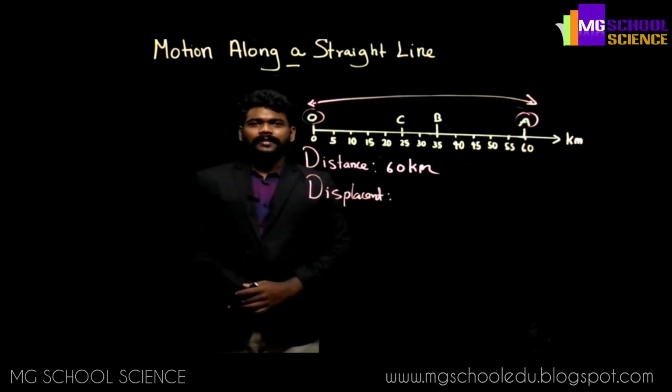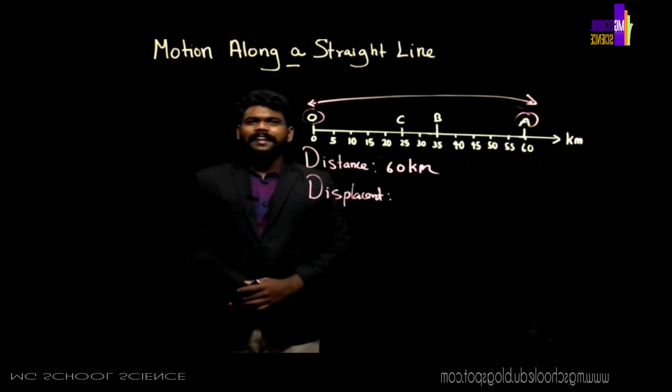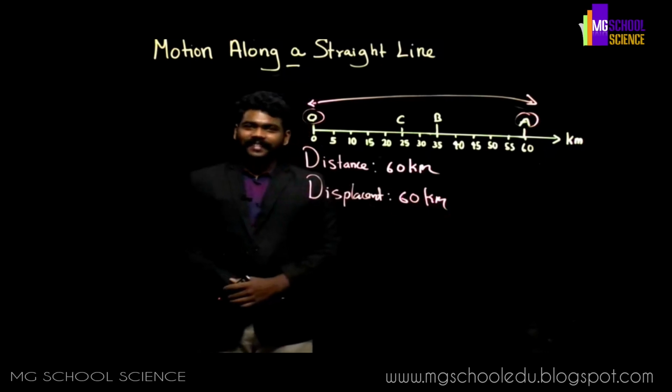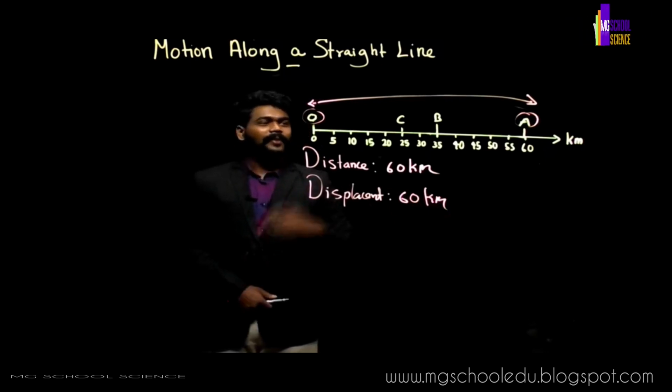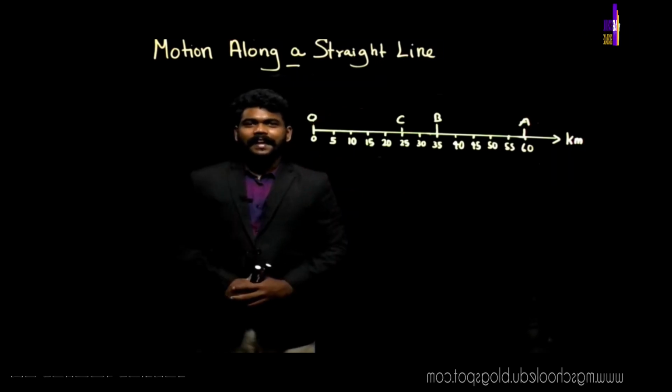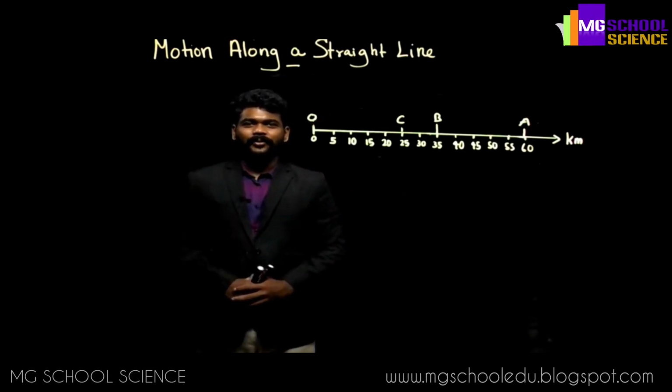Now, can you tell me what is the displacement here? It is the same, right? It is also 60 kilometers. Here, we have seen an example where distance and displacement is same. Let us see another example where displacement is 0.